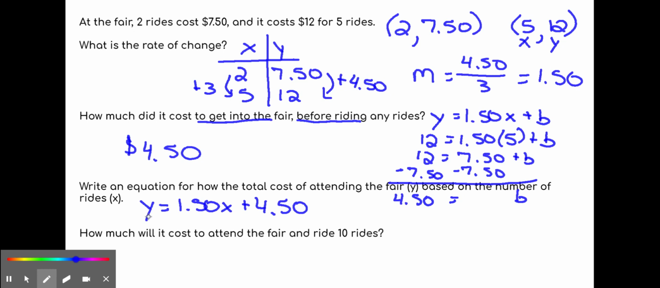So I get y equals 1.50x plus 4.50. What this means is it's $1.50 per ride. That's my rate of change. Plus I had to pay $4.50 to get in.